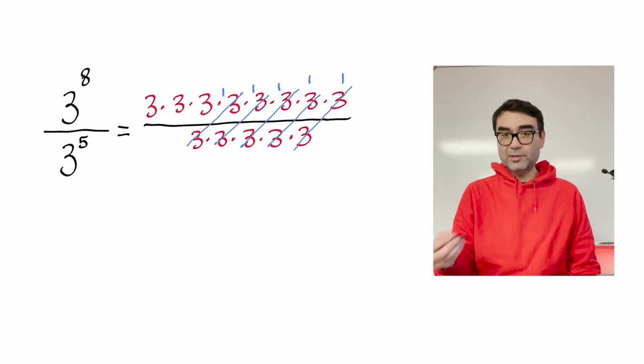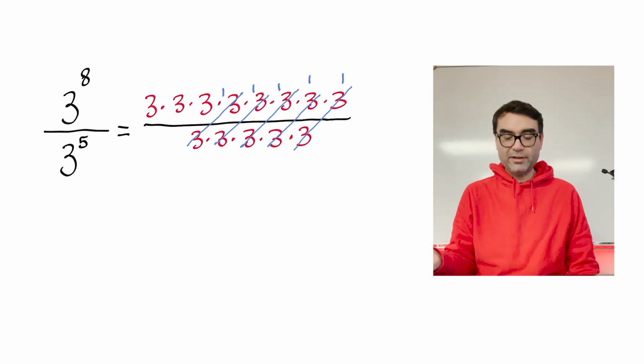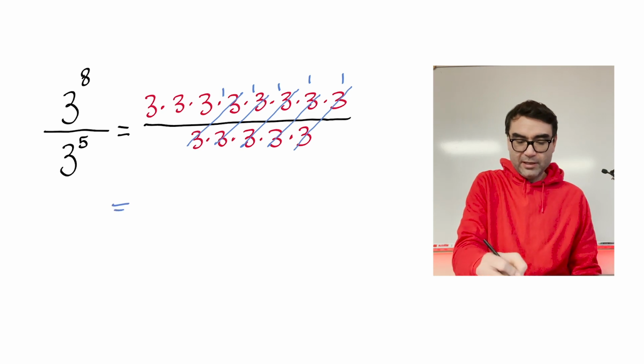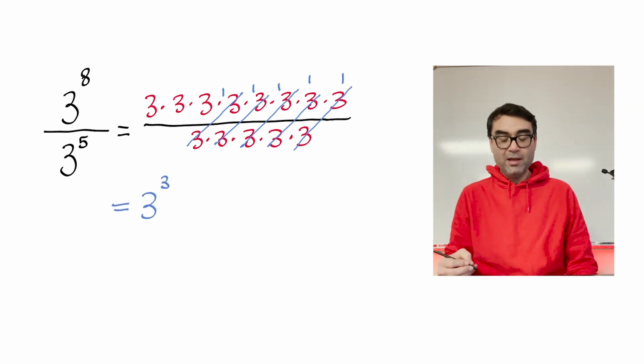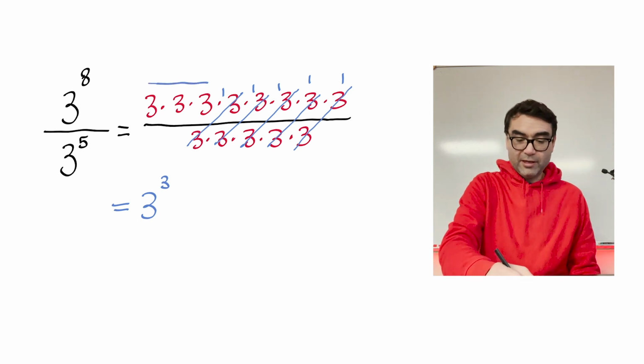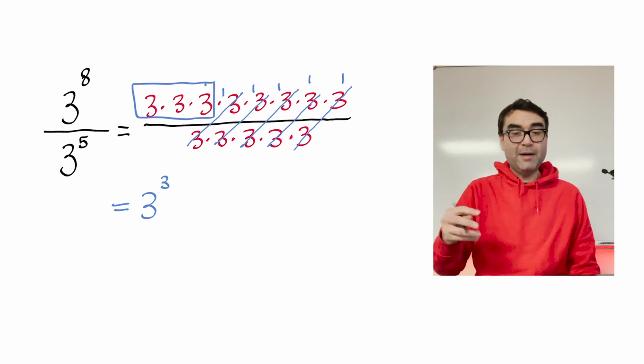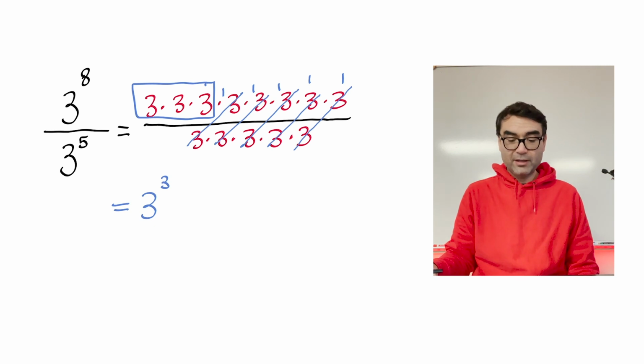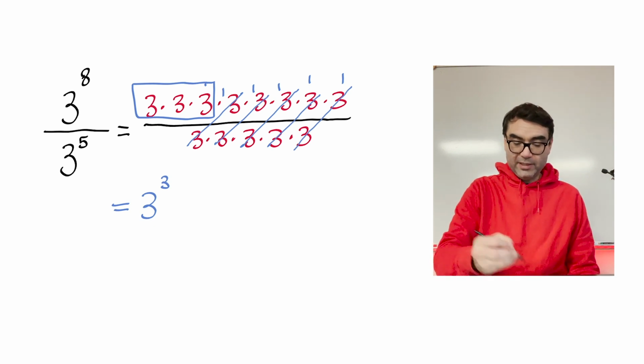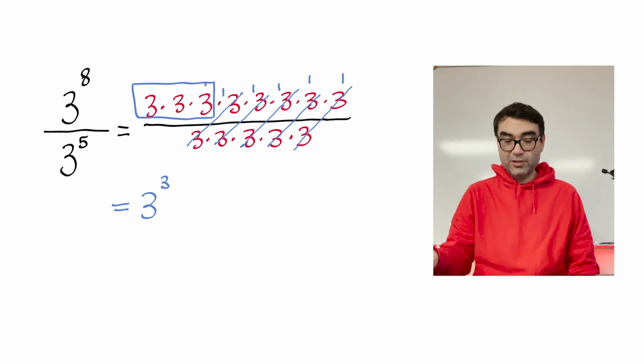Because of the properties of multiplying by 1, I can essentially ignore those factors of 1. And what we're left with is 3 to the power of 3, because I have 3 factors of 3 left over in my product, and I'm not dividing by any more factors of 3. So that's why in general, you might see textbooks or other videos or even your teacher show you a property of dividing powers that looks like this.